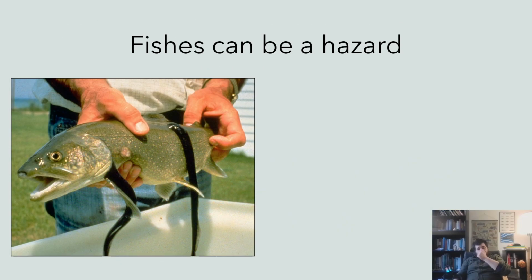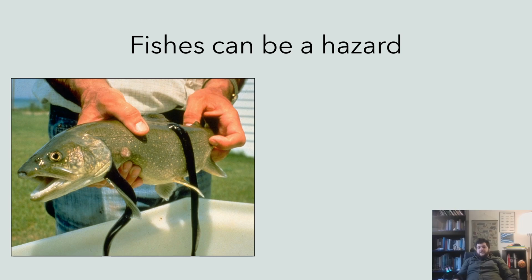So fishes, I've been talking, I love fishes, right? They're these wonderful animals, but they can also be a hazard, right? So anybody who's from the Great Lakes region knows what these are, but if you're not, let me give you an explanation. This is a lake trout that has parasitic lamprey attached to it. Lamprey are a type of jawless fish. It kind of looks like a leech, but it's actually not a leech. Leeches are part of a group of segmented worms.